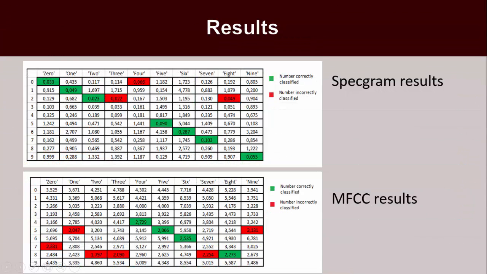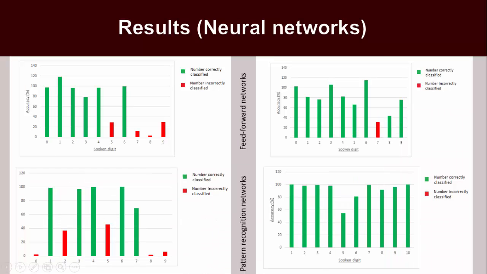When we consider the results of the system without the machine learning techniques, you should notice the awful state of the frequency cepstral coefficients relative to the spectrum feature extraction technique. Next, we have the results of the system using neural networks. On the left, we have networks using the frequency cepstral coefficients extraction technique. On the right, we have the networks using the spectrum feature extraction technique. The top graphs are representative of feed-forward networks. The bottom graphs are representative of pattern recognition networks.